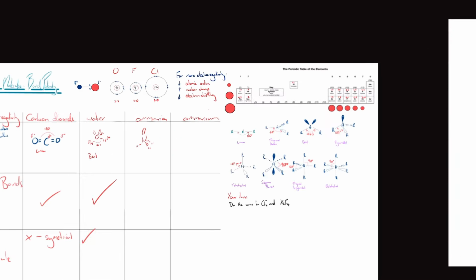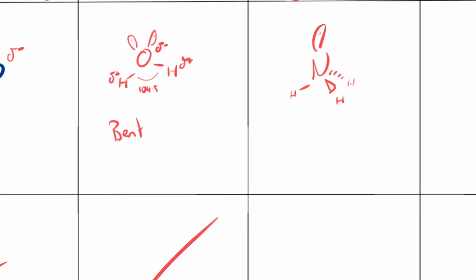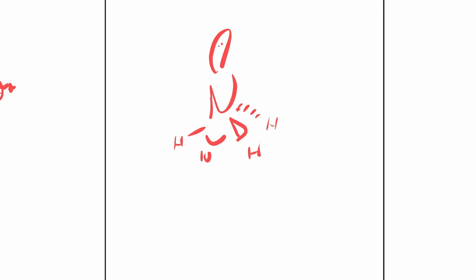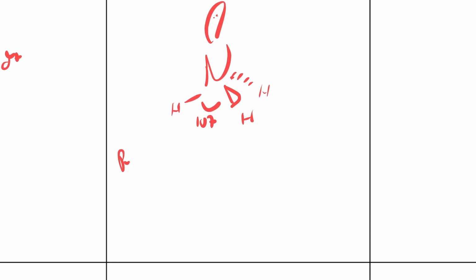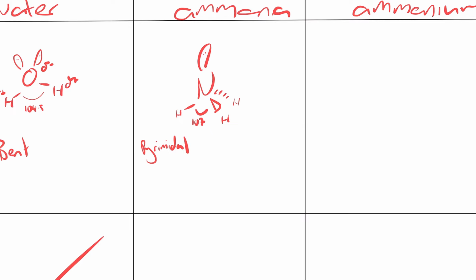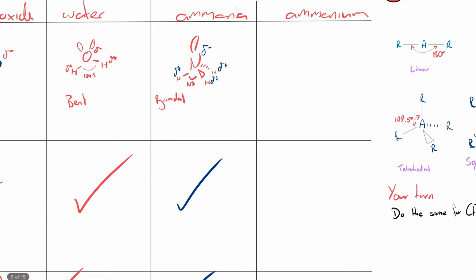Ammonia is going to look something like this. Bond angles of 107. And the shape, we call it pyramidal. Now again, nitrogen is going to be delta negative. It's more electronegative here, delta positive, delta positive. So absolutely, we have polar bonds. Have we got symmetry here? No. So it's a polar molecule again.